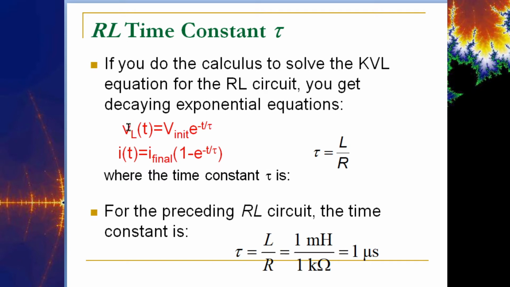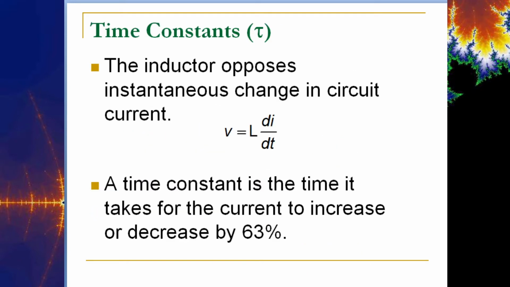Again, the calculation is L over R for tau. It says the inductor opposes instantaneous change in circuit current. Again, this is V equals L di/dt, and you will hear that repeated over and over if you continue on and do higher level circuits courses. L di/dt and C dV/dt. Those are the two that we typically use to describe what's happening in the circuit and describe the actual opposition. So with capacitors, it's C dV/dt.